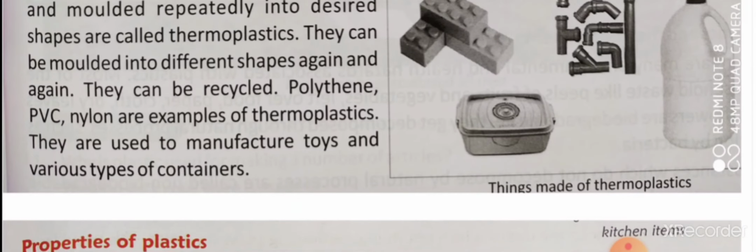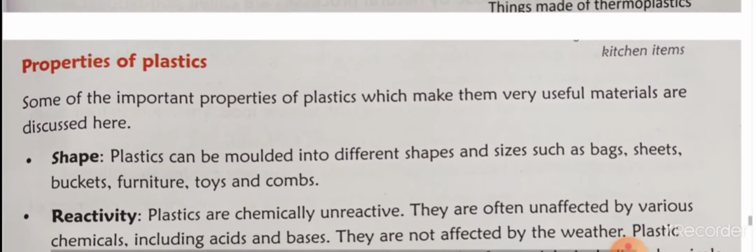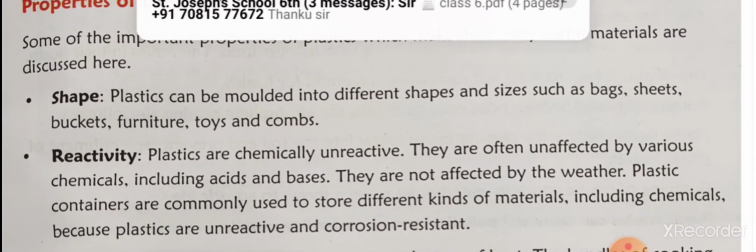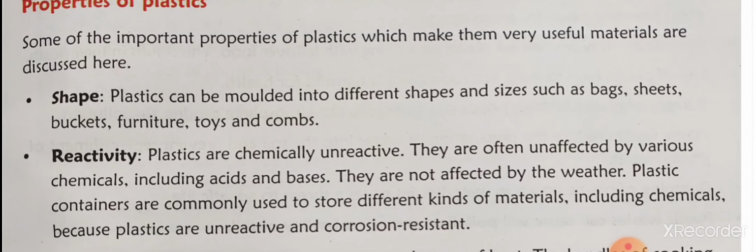So we have seen the introduction of plastic and two types of plastics. Now we'll see the properties of plastics. Some of the important properties which make them very useful materials are discussed here. First one is shape. Plastic can be molded into different shapes and sizes such as bags, sheets, buckets, furniture, toys and combs. So they can be converted into any shape.